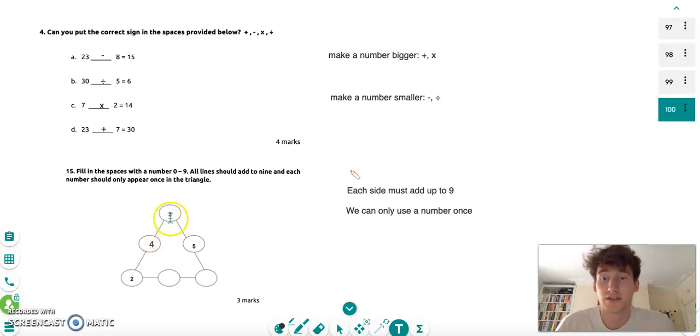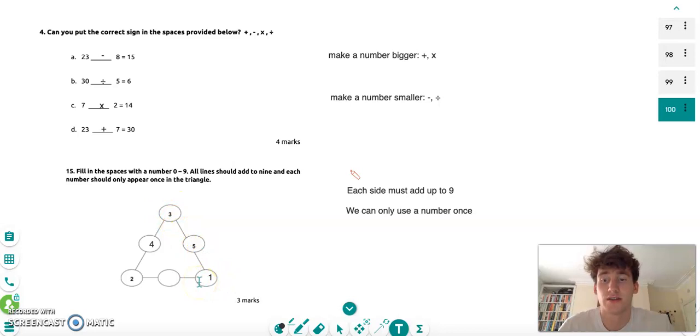Now let's do the same process on this side. 3 plus 5 is equal to 8. So let's think, what do we need to add to 8 to make 9? If you're thinking of a 1, then perfect again, because that is exactly what we do. Now let's check again. 3 plus 5 equals 8, plus 1 equals 9. So this side also adds up to 9.